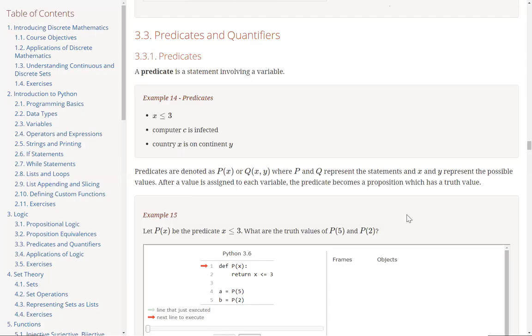Welcome to the third video on logic, where we're going to be talking about predicates and quantifiers. Now, to get started, I want you to recall what a proposition was. A proposition was basically a complete sentence that's either true or false.